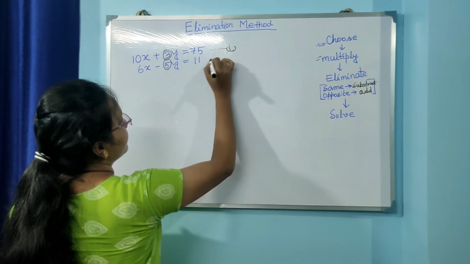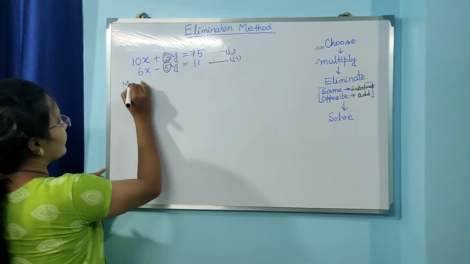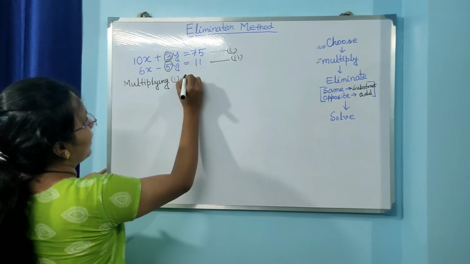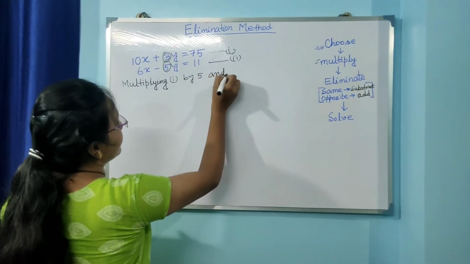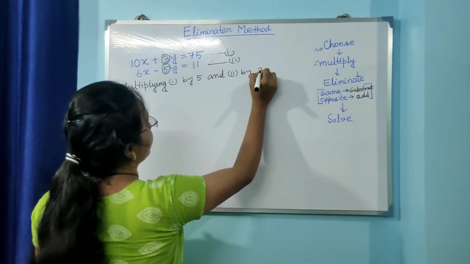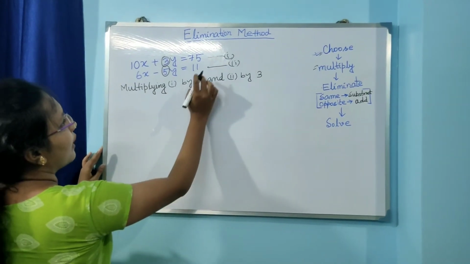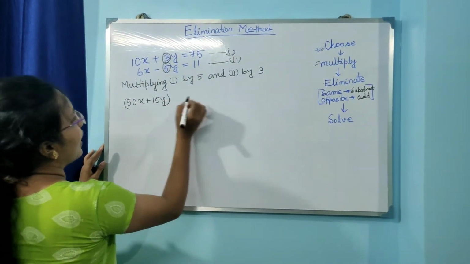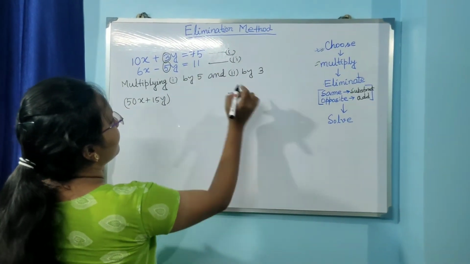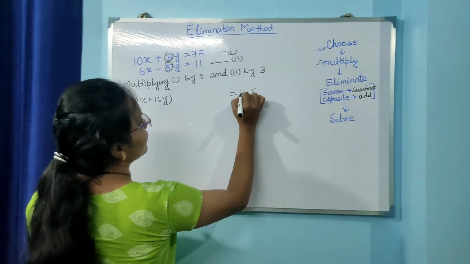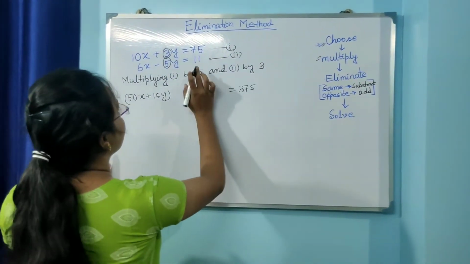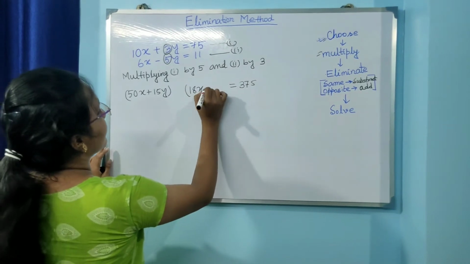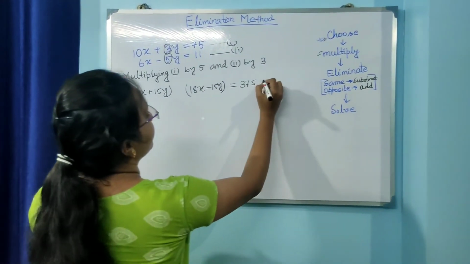So multiplying 1 by 5 and 2 by 3. If we multiply equation 1 by 5, it will be 50x plus 5 threes are 15y, equals 5 into 75, which is 375. And the next equation, 6 threes are 18x minus 3 fives are 15y, equals 33.